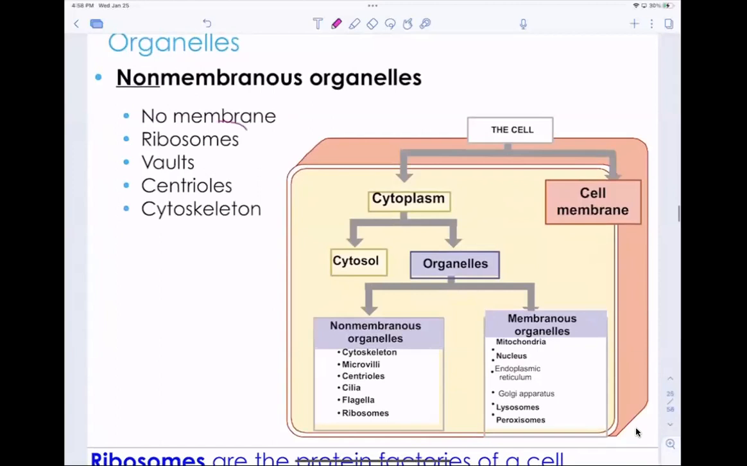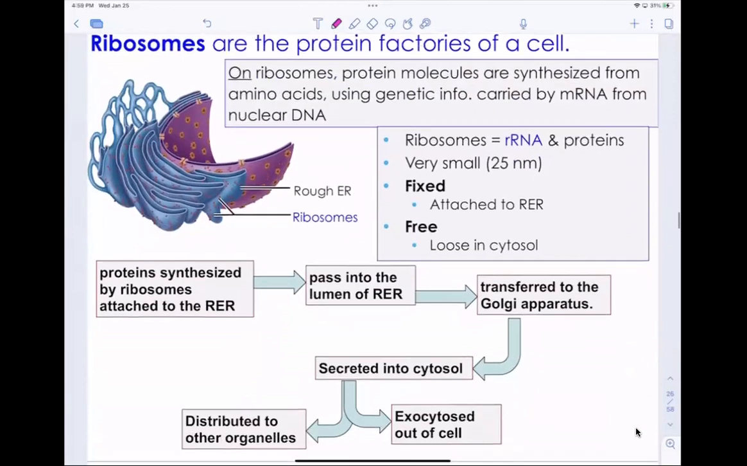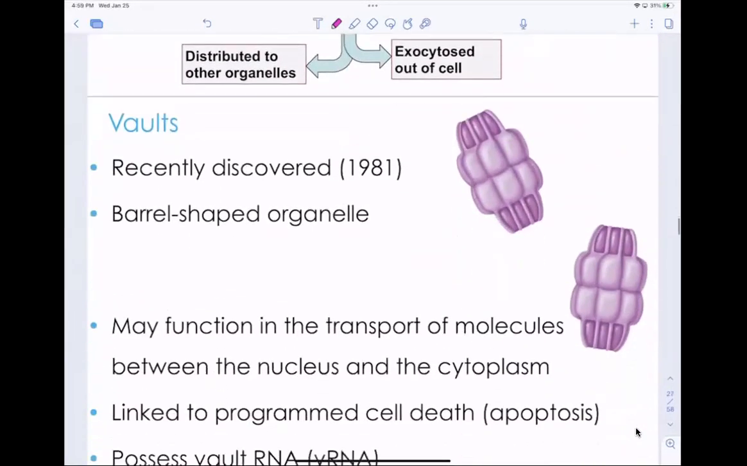Non-membranous organelles: ribosomes, we'll talk about when we talk about proteins. Still don't quite know what those are for specifically. And then centrioles are for mitosis, when you're splitting the cell in two and forming a new cell, and the cytoskeleton is kind of the structure of the cell. So again, ribosomes, they're RNA from the nucleolus of the cell and the nucleus, and they are responsible for helping build proteins.